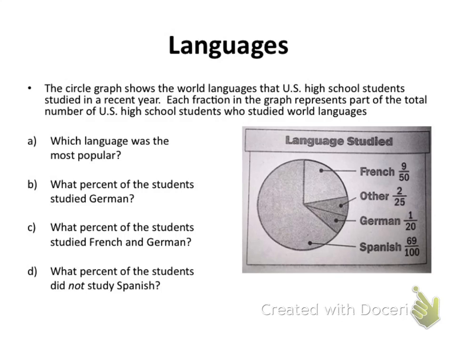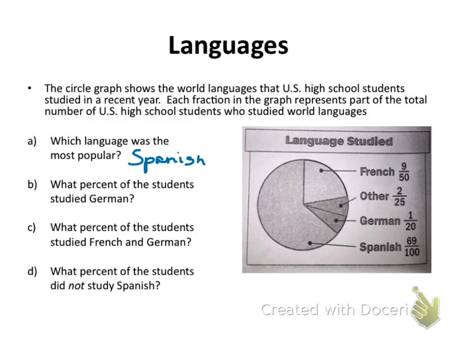Remember that it is also a percentage of the circle. So which language was the most popular? We would simply look at the biggest piece of the circle, right? Which one covers the most area? And it's obviously the Spanish. So we would write Spanish for A. If it becomes to where they're too close, you might actually have to figure them out numerically or percentage-wise.